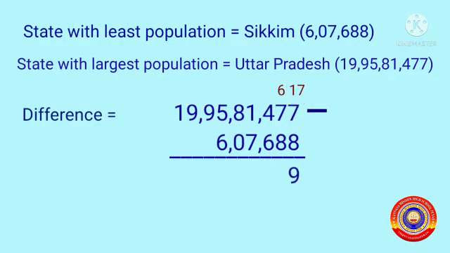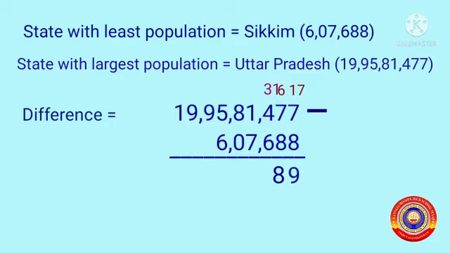Next, subtract the numbers in the tens place. We can't subtract 8 from 6. Then borrow from the next number. Then 6 will become 16 and the number in the hundreds place, 4, will become 3. Now subtract the numbers in the tens place, that is, subtract 8 from 16. 16 minus 8 is equal to 8.